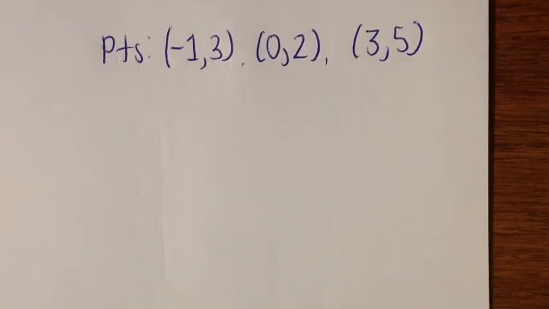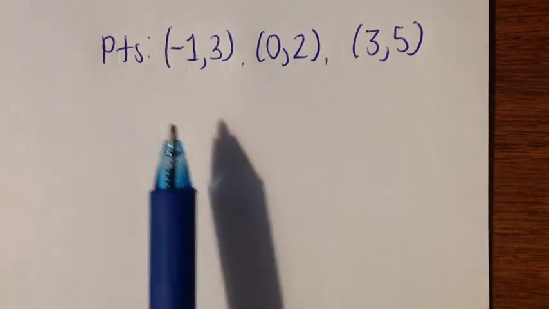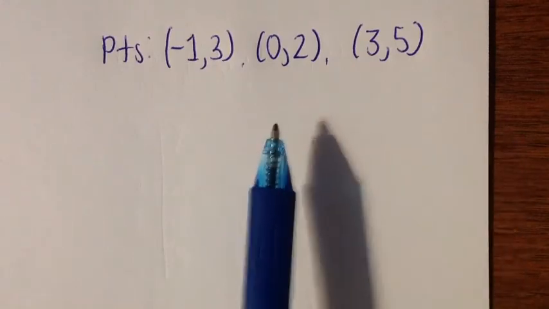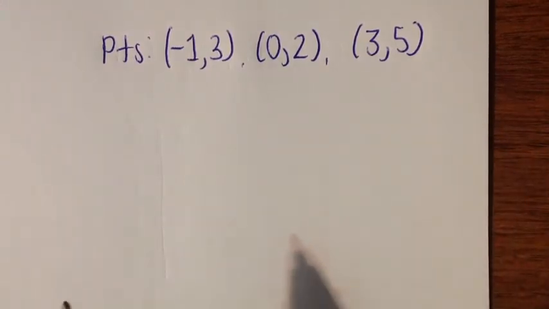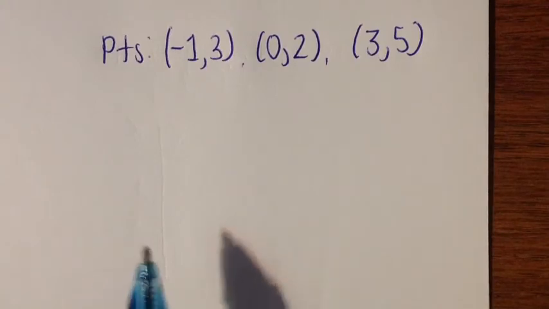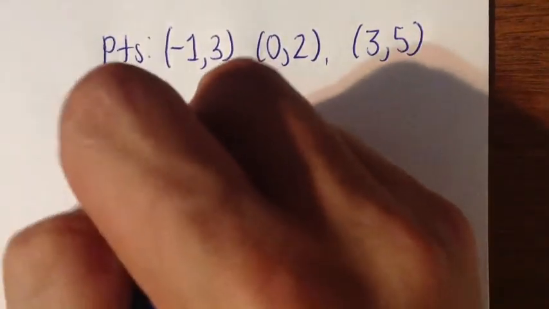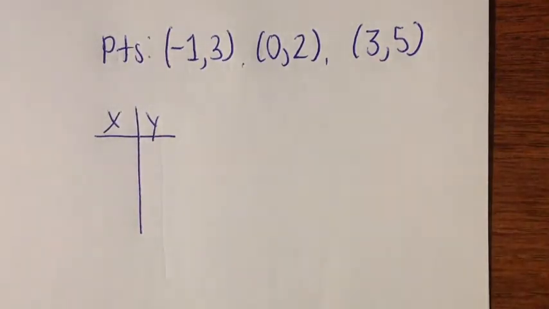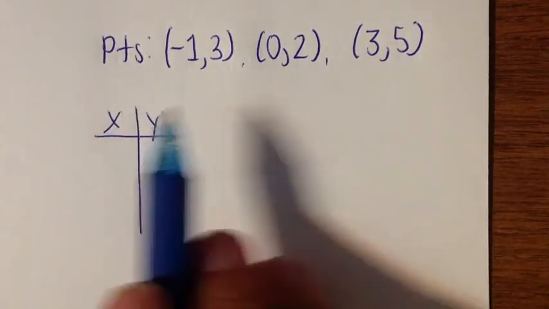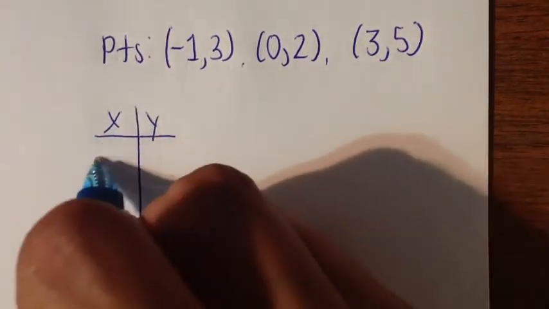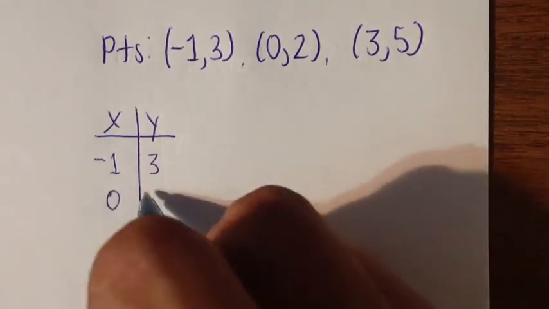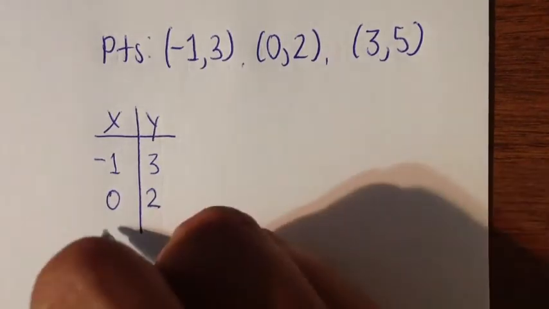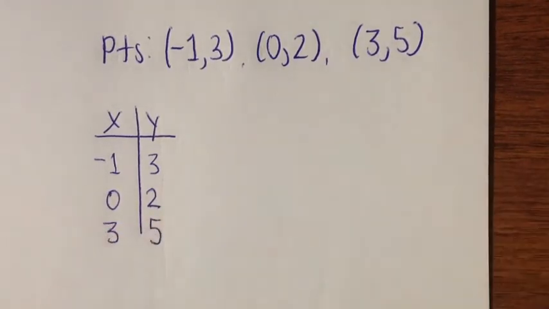For example, I would like to fit a quadratic equation to these 3 points: -1, 3, 0, 2, and 3, 5. I like to start out problems of this type by listing an xy coordinate table. Now I'm going to go in the order of increasing x. So I'm going to start off with -1, 3, 0, 2, and then 3, 5.